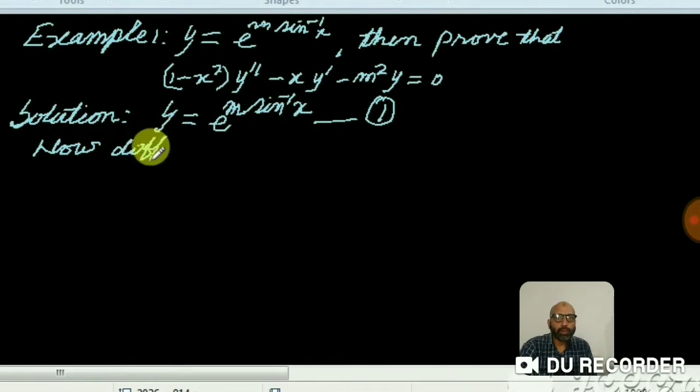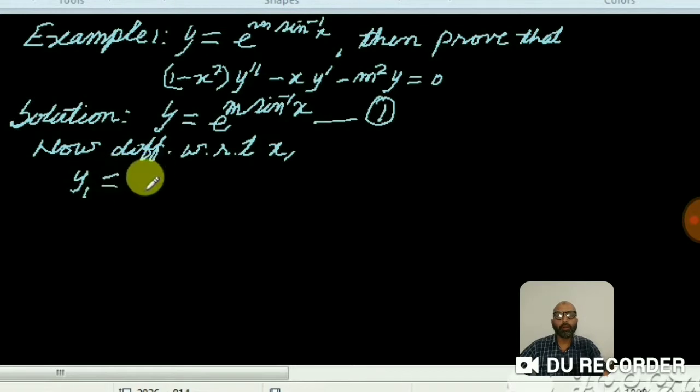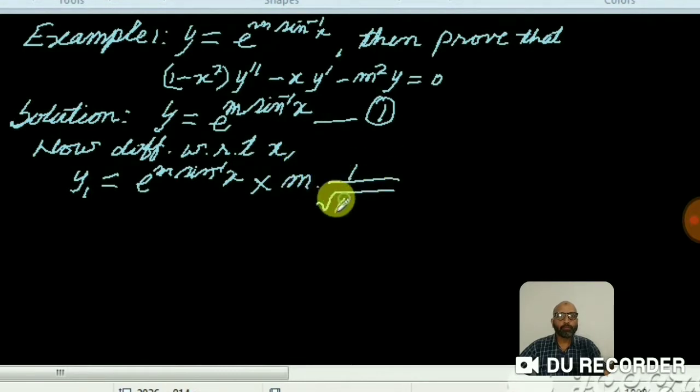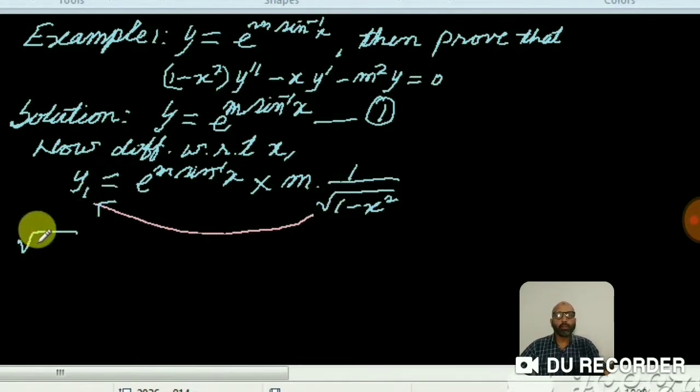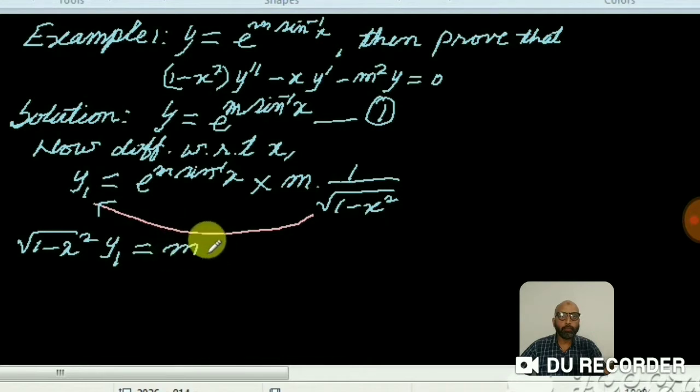Now differentiating with respect to x, we get y1 is equal to e raised to the power m sine inverse x using chain rule, multiplied by m into 1 upon differential of sine inverse x, 1 upon under root 1 minus x square. Now we have to transpose this to left hand side, so we have under root 1 minus x square y1 is equal to m e raised to the power m sine inverse x.